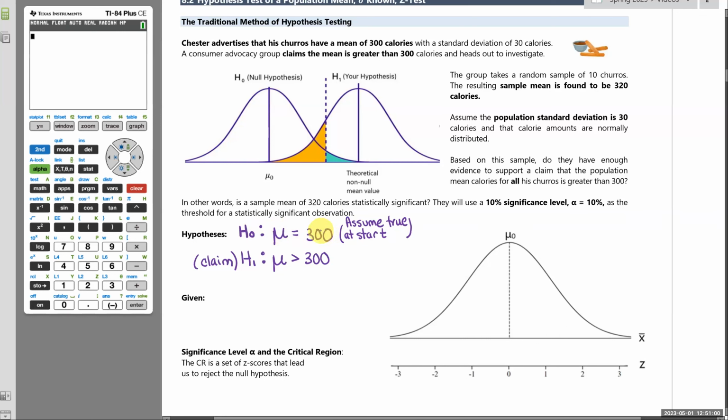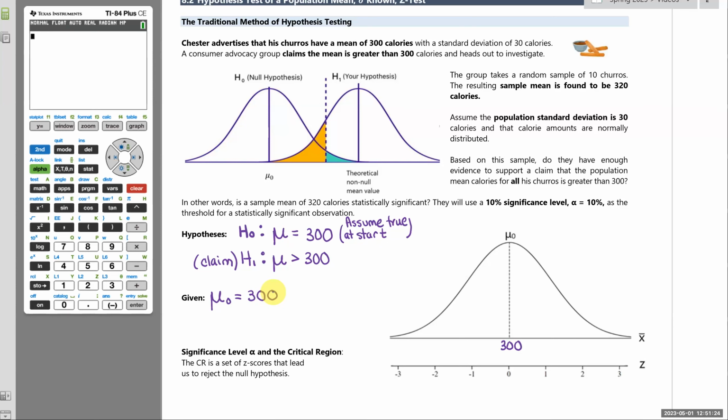So this is why when we start with our graphs, the mu value in the null hypothesis is in the center. So we're assuming that is true. So I'm going to write down here in the given, that's the mu value that appears in the null hypothesis. So coming up to my pictures here, the null hypothesis.